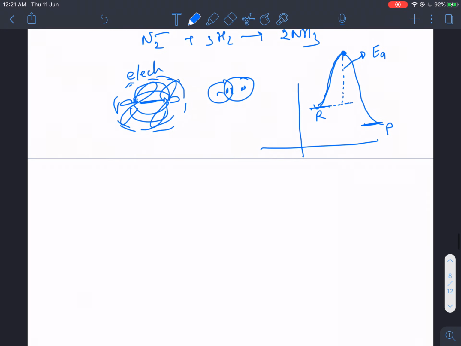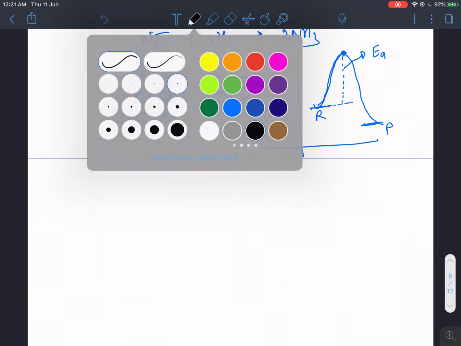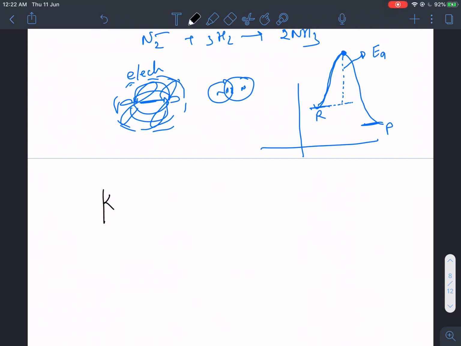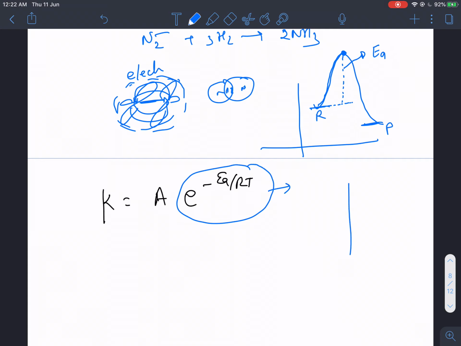Now coming back to the Arrhenius equation once again. K is equal to A e to the power minus EA by RT. Let me tell you what this particular factor tells about. This e to the power minus EA by RT is nothing but, suppose in a reaction mixture there are millions of molecules.